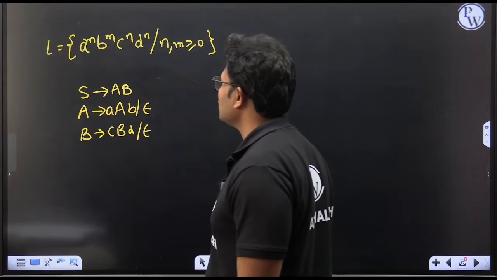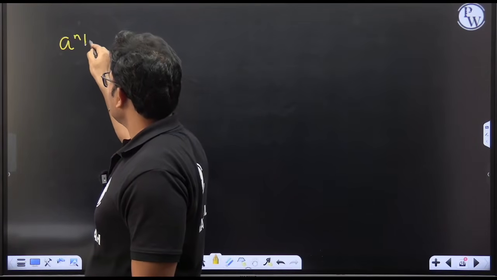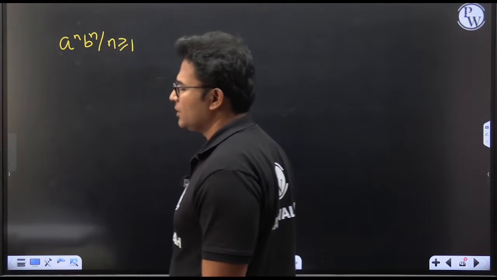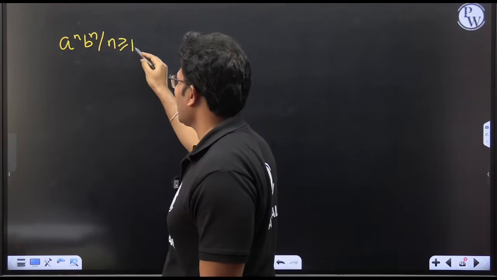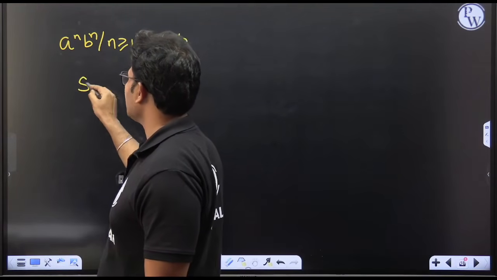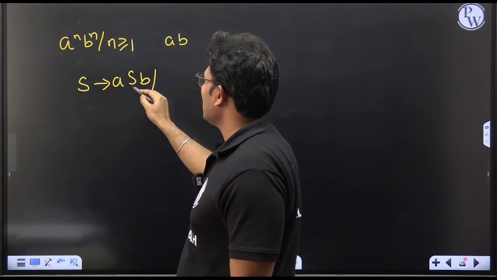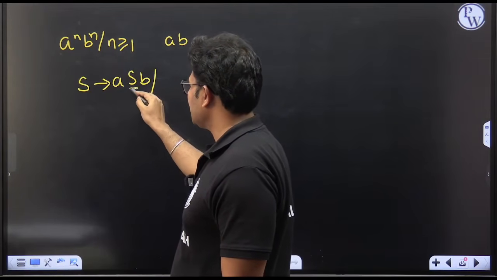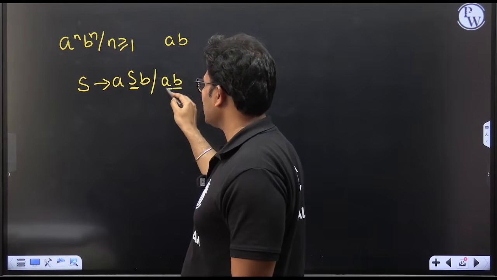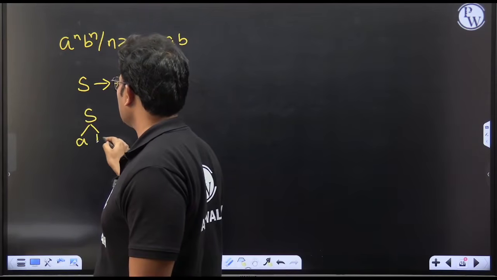Now if I ask you L a power n, b power n such that n is greater than or equal to 1. The minimal string is ab, right? How are you going to do this? S derives aSb. You have done it already. In place of S, instead of putting epsilon, you put ab. So the minimum string generated will always be ab.